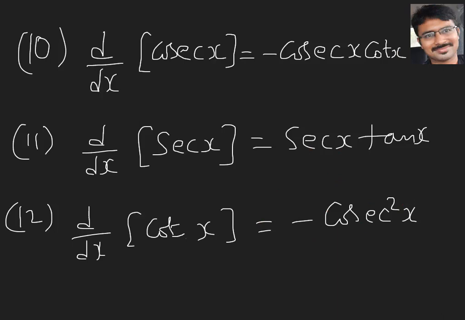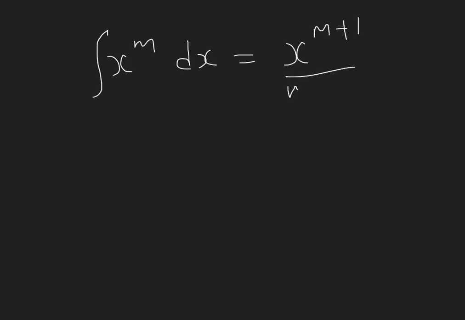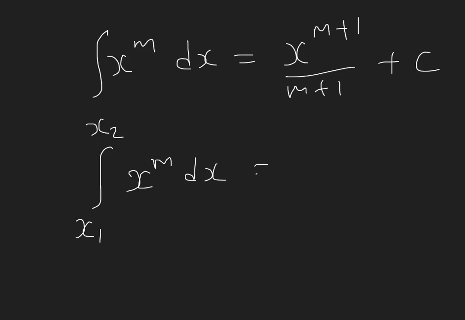Now I want to say that in integration, I told that integral x power m dx is equal to x power m plus 1 by m plus 1, plus c. And I told this is an indefinite integral because no limits are given. Suppose limits are given, from x1 to x2, from the initial position x1 to the final position x2, a lower limit and an upper limit. Then you need not write the integration constant. Now it is called a definite integral.